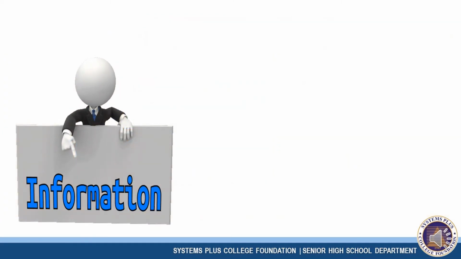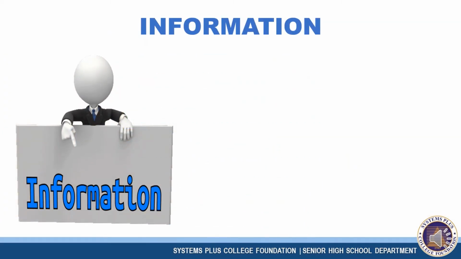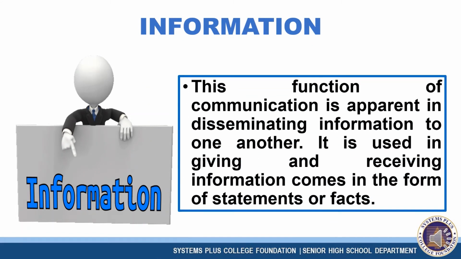The third function of communication is information. This function of communication is apparent in disseminating information to one another. It is used in giving and receiving information, and comes in the form of statements or facts. It also provides the information individuals and groups need to make decisions by transmitting the data needed to identify and evaluate choices. Thus, communication helps to facilitate decision making.